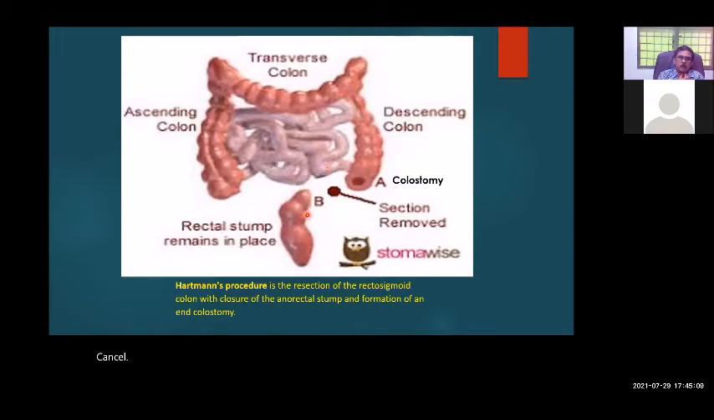Then you wait for a couple of weeks or a couple of months until the patient is stabilized and there's proper healing of the area of resection. Then you go back and undo the colostomy and rejoin with the rectal stump, thereby establishing continuity. Hartmann's procedure.